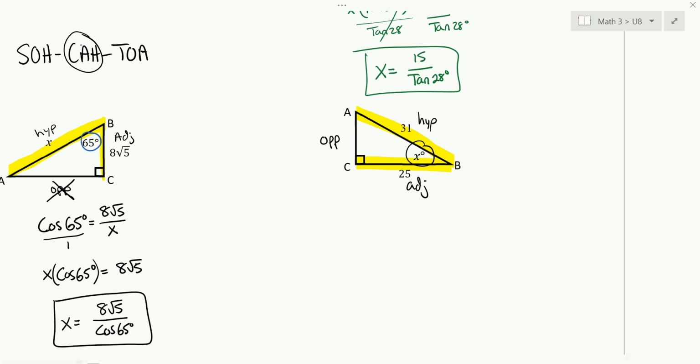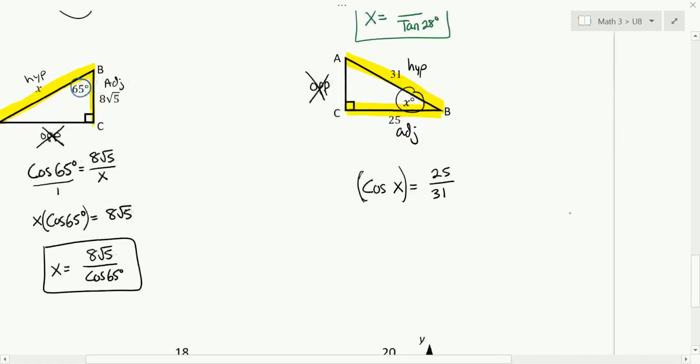So which one do we not want? Opposite. So which one uses hypotenuse and adjacent? Cosine again, right? So here's what this one's going to look like. Cosine of angle x is equal to adjacent over hypotenuse. Well, I need to solve for x. Now careful. The cosine and the x are stuck together. It's not cosine times x, so you can't divide by cosine and leave the x there. They're stuck together. So there's something called the inverse cosine function. This is from Math 2 as well. And this is all you got to do.